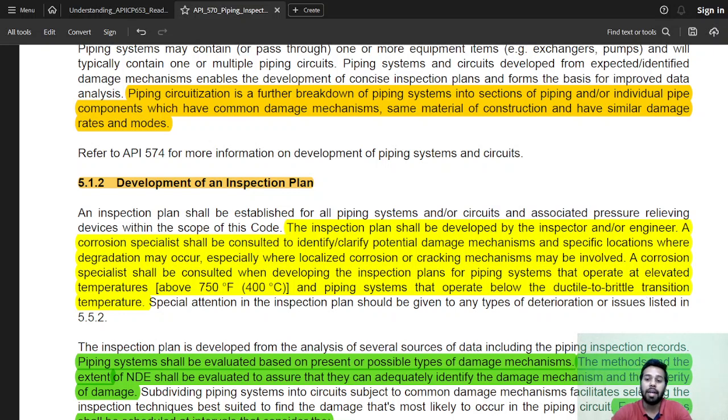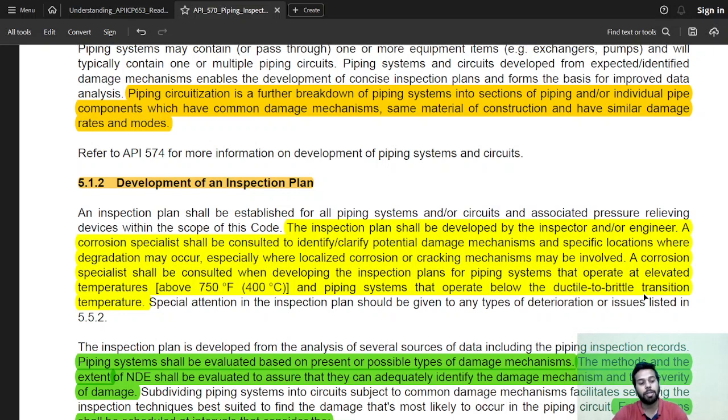Next is development of the inspection plan. The inspection plan shall be developed by the engineer or the inspector. A corrosion specialist shall be consulted to identify and clarify the potential damage mechanisms and specific locations where degradation may occur, especially where localized or cracking mechanisms may be involved.